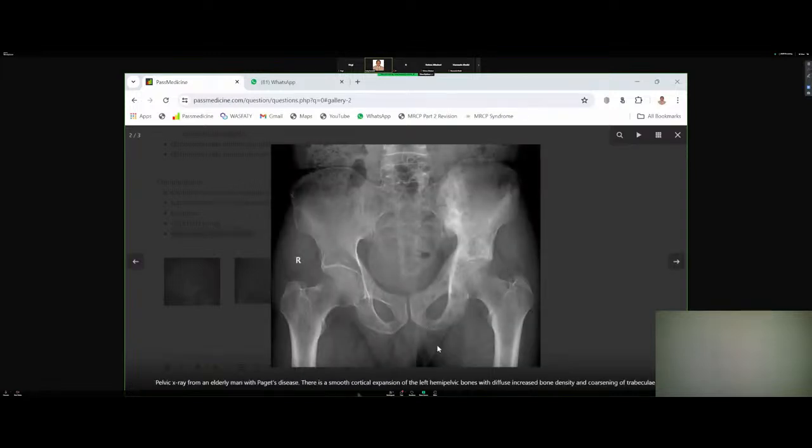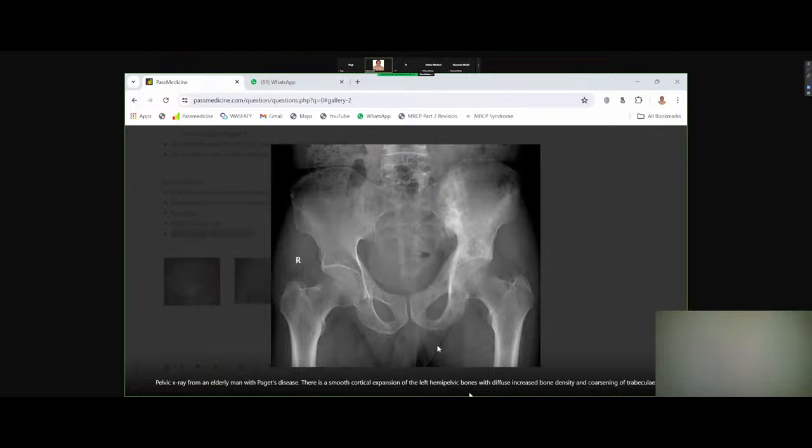There is smooth cortical expansion of the left hemipelvic bones. So you can see the smooth cortical expansion of the left hemipelvic bones. Left-sided, there is more brightness. And we can see diffuse increased bone density and coarsening of the trabeculae. Coarsening of trabeculae, I cannot differentiate, but by the way, there's the Paget's.